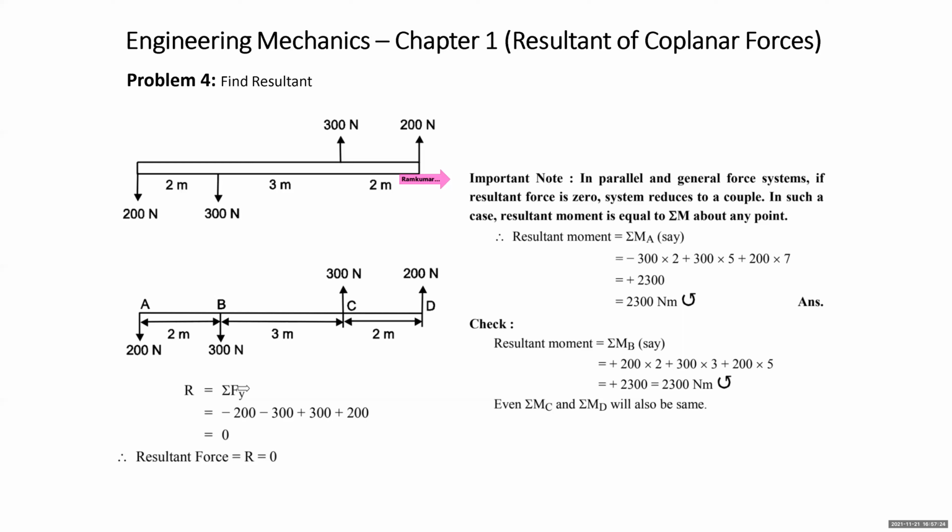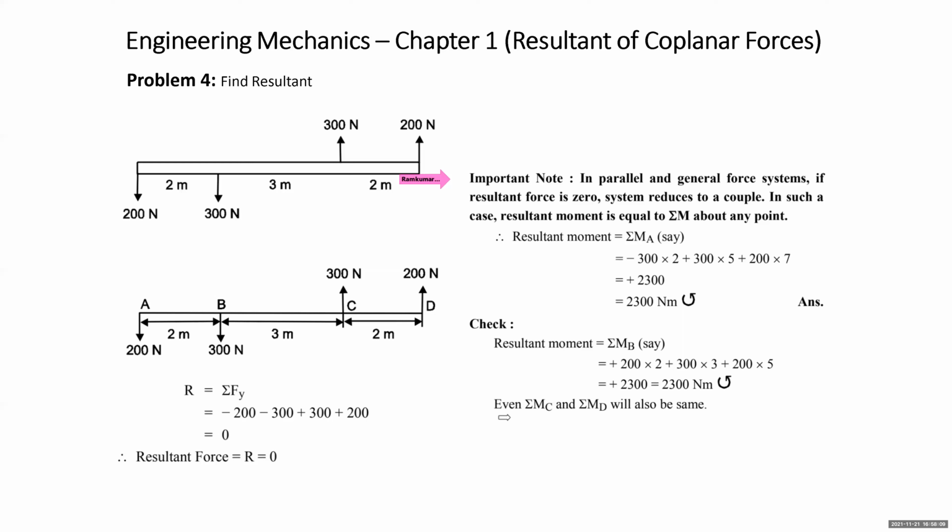it comes the same, but it will be the same only when your system has reduced to a couple. Like in the first three problems, sigma M about A, B, C, D all were different. Only in this type of problem, when the resultant force is zero and the system has reduced to a couple, only in that case sigma M about all points will be the same. Now see here, we also took resultant moment sigma M about B as the moment center, about an axis: 200 into 2 anti-clockwise plus, 300 into 3 anti-clockwise plus, 200 into 5 anti-clockwise plus. All forces will try to rotate the bar about an axis through B in the anti-clockwise direction. I summed everything up, plus 2300.